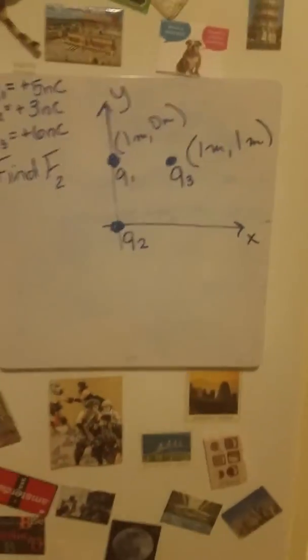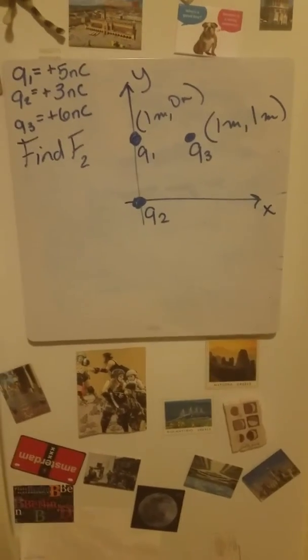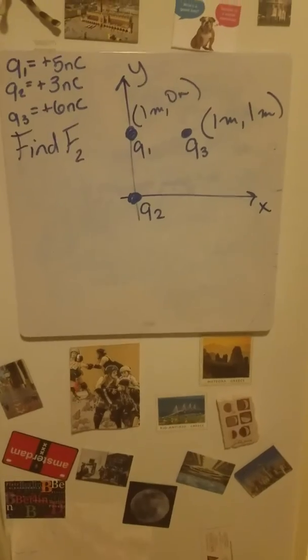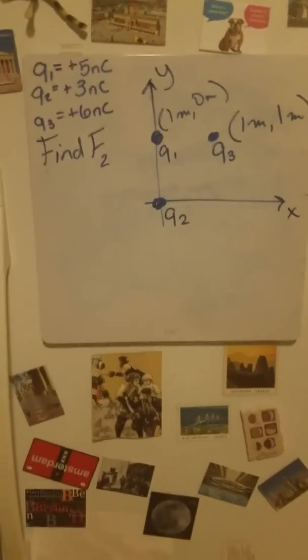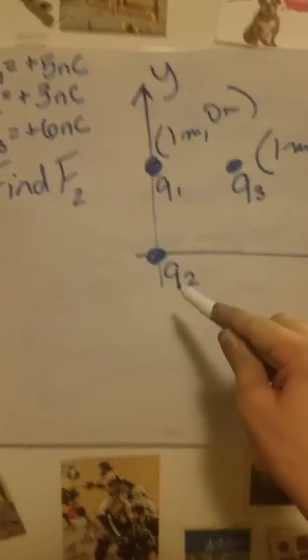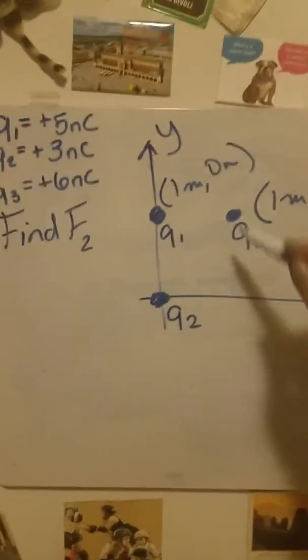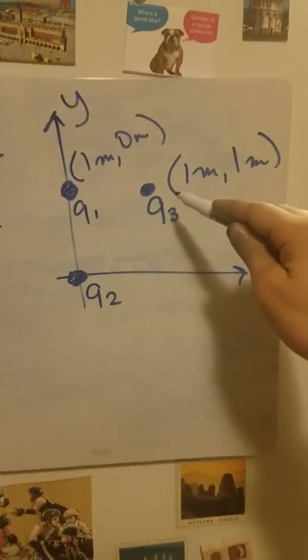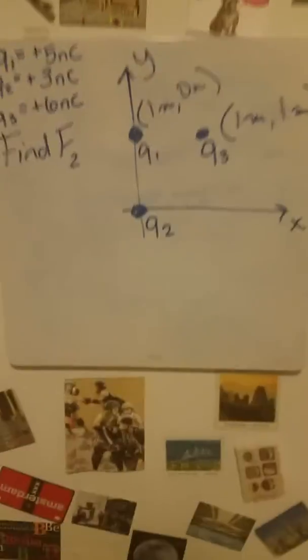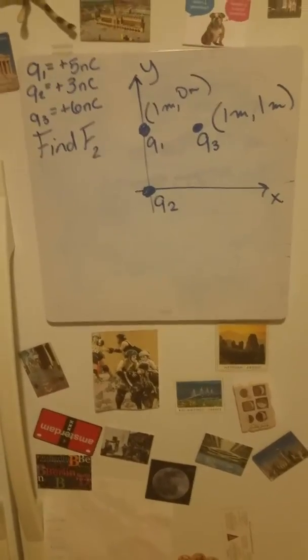Okay, so same charges as we had in the previous problem, and now we have arranged them so that it is two-dimensional. It's not just all on the x-axis. So we've got Q2 sitting here at the origin, we've got Q1 directly above it on the y-axis at 0, 1, and then we've got Q3 at 1, 1. What we want to find, again, is the force that Q2 experiences.